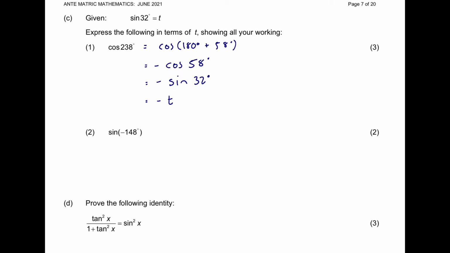Okay, question 2, sine of negative 148. Firstly, use your negative angle rules to make it negative sine of positive 148, and then you're going to use reduction. All right, so this is in quadrant 2, so this becomes negative sine 180 minus 32 degrees. And then that sine 180 minus 32 is in quadrant 2 where sine's positive, but because of the negative at the beginning, it'll become negative sine 32 degrees, and so this answer is also negative t.